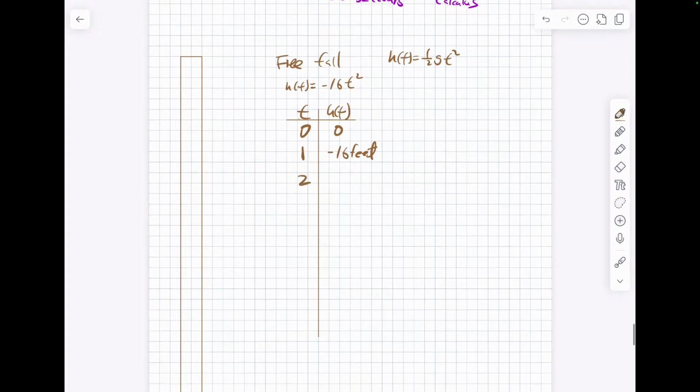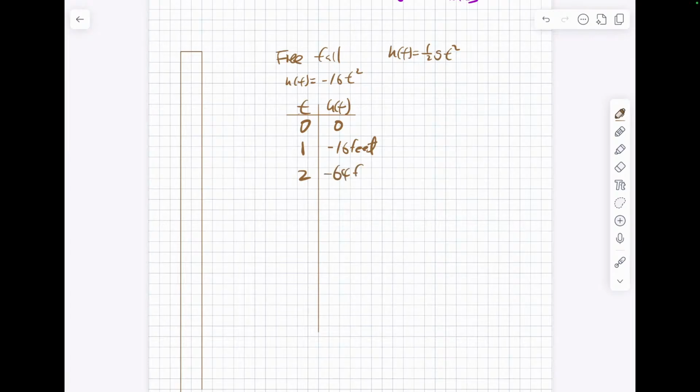Jacob, what happens in 2 seconds? How far is it going to fall in 2 seconds? Yeah, we're going to plug that in for t, which is negative 16t squared. So that's negative 16 times 4, which is negative 64. Good job. Okay, it's going to fall 64 feet.